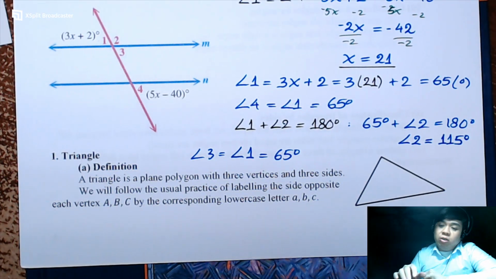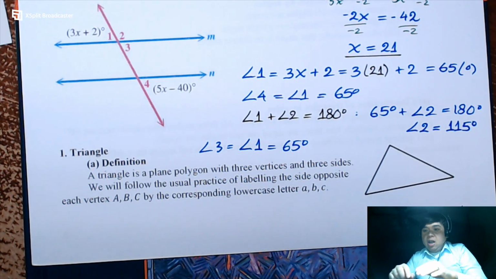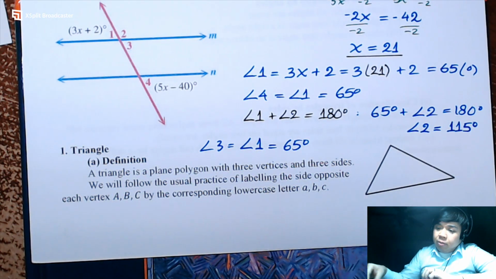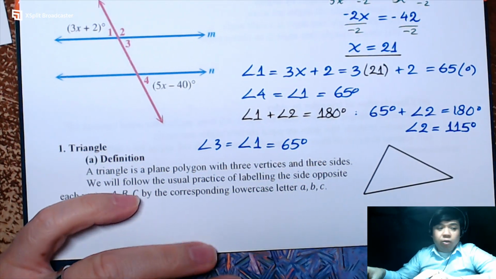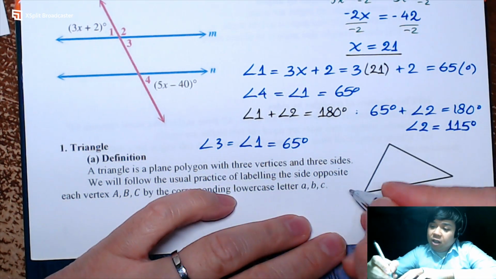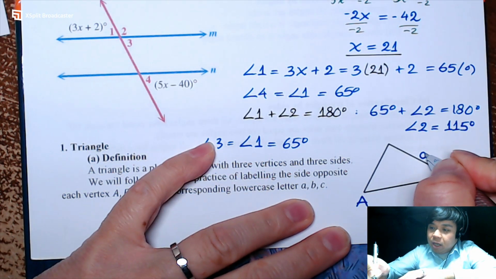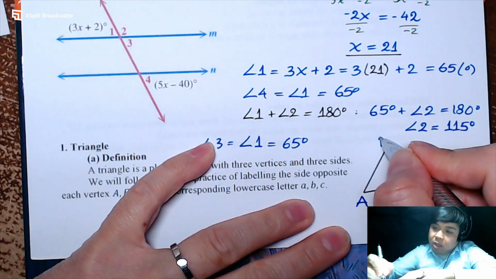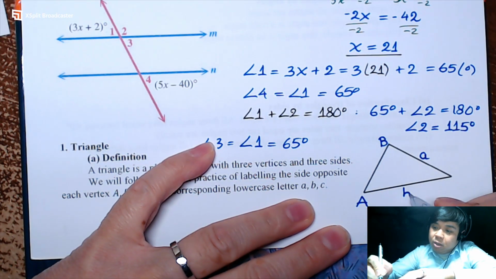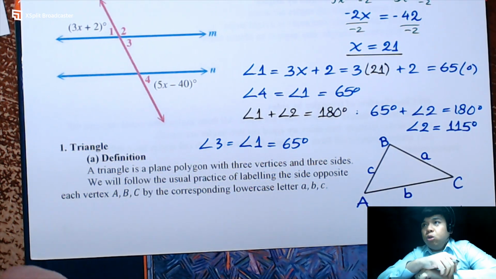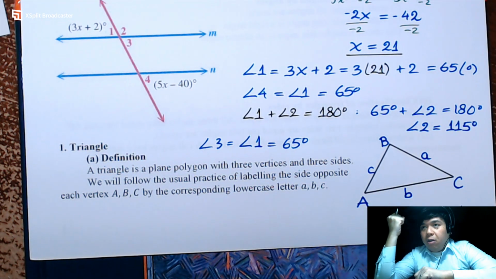Next, we have triangle. A triangle is a polygon that has 3 angles and 3 sides or 3 vertices. The normal convention is that we have the capital letter, and opposite to that is a lowercase letter. Opposite to big B is a little b. Opposite to big C is a little c. So capital letters for vertices, for angles. Lowercase letters for sides.